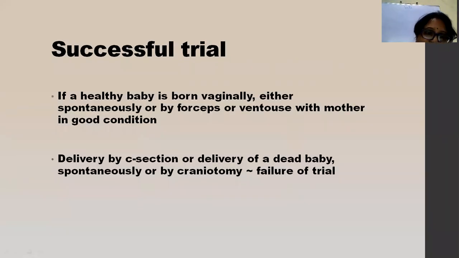So when do you call it a successful trial? When there is birth of a healthy baby vaginally, either spontaneously or by using forceps or ventouse, with the maternal condition being good, then you call that the trial is successful. Baby should be healthy, mother should be healthy, and it has to be a vaginal delivery. It can either be spontaneous or instrumental. Either you can use forceps or a ventouse, but baby and mother should be in good condition. Then you call it a successful trial.